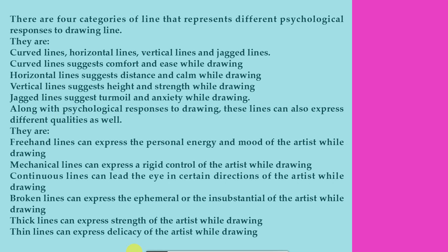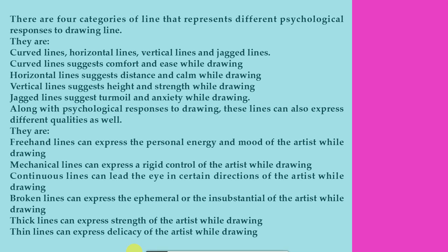There are 4 categories of line that represent different psychological responses to drawing line. They are curved lines, horizontal lines, vertical lines and jagged lines. Curved lines suggest comfort and ease while drawing. Horizontal lines suggest distance and calm while drawing. Vertical lines suggest height and strength while drawing. Jagged lines suggest turmoil and anxiety while drawing.